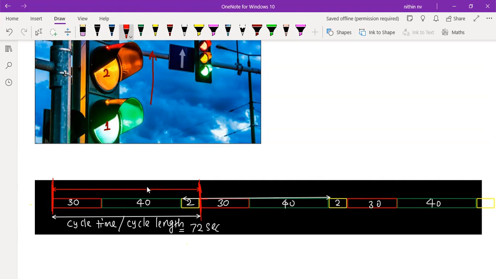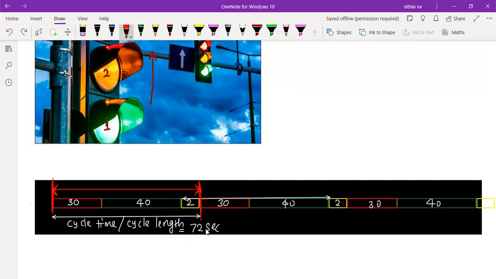So this definition is also important: from where to where are we defining it? The starting of a red signal, not the end of a red signal. The beginning of a red signal to the beginning of the next red signal is defined as a signal cycle, and the duration of that signal cycle is nothing but the cycle length. So don't think that it will always be 72. I have just kept an example.